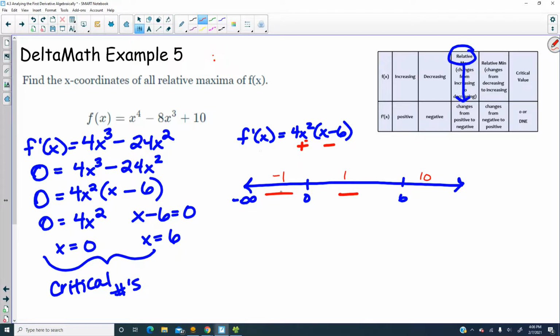I feel like I need to check this one. I'll check that one again. And then the last one, there we go, 10. 4 times 10 squared is positive. 10 minus 6 is positive. Positive times positive is positive. Let me just double check this other one more time.